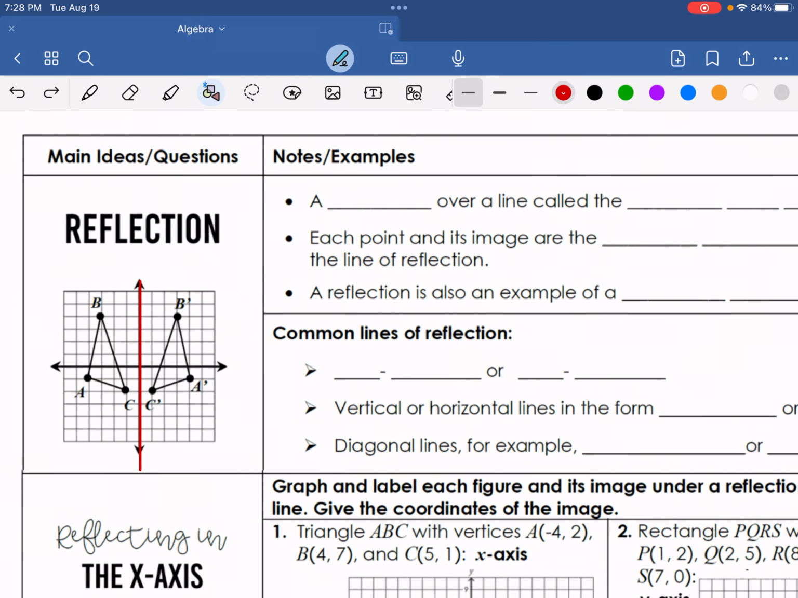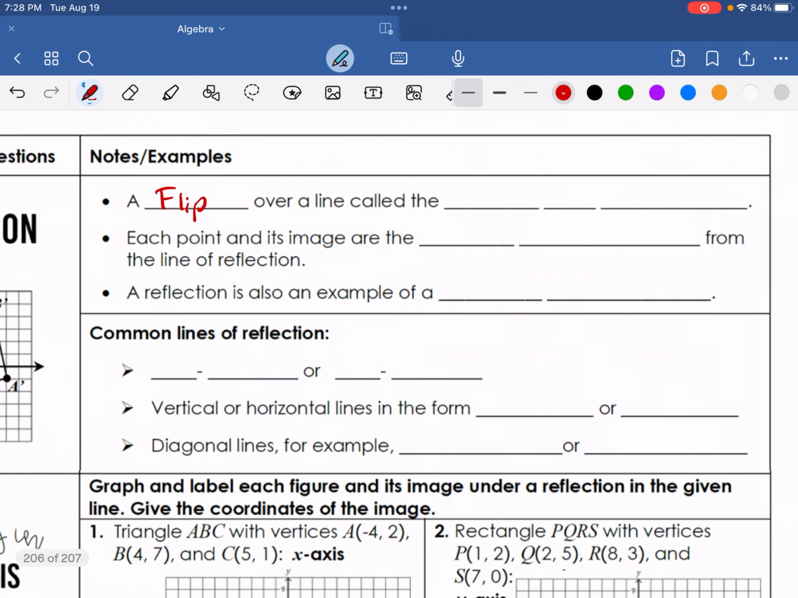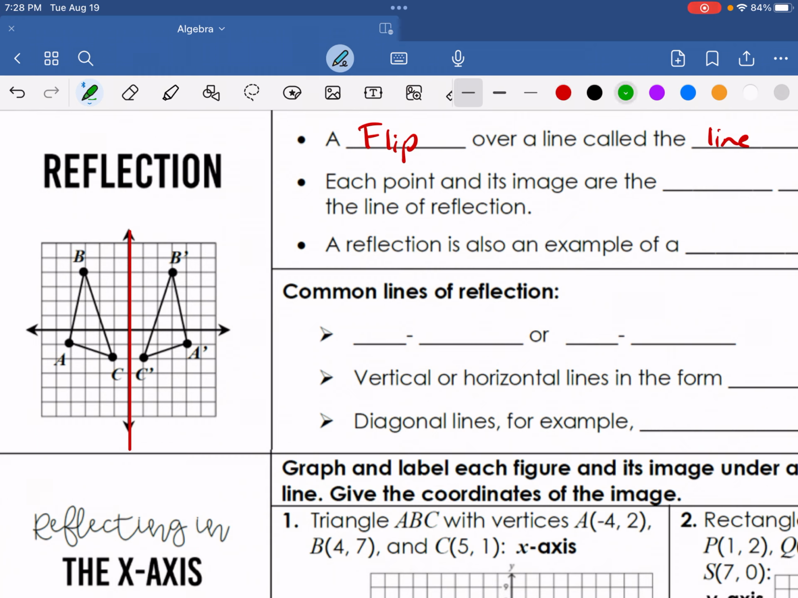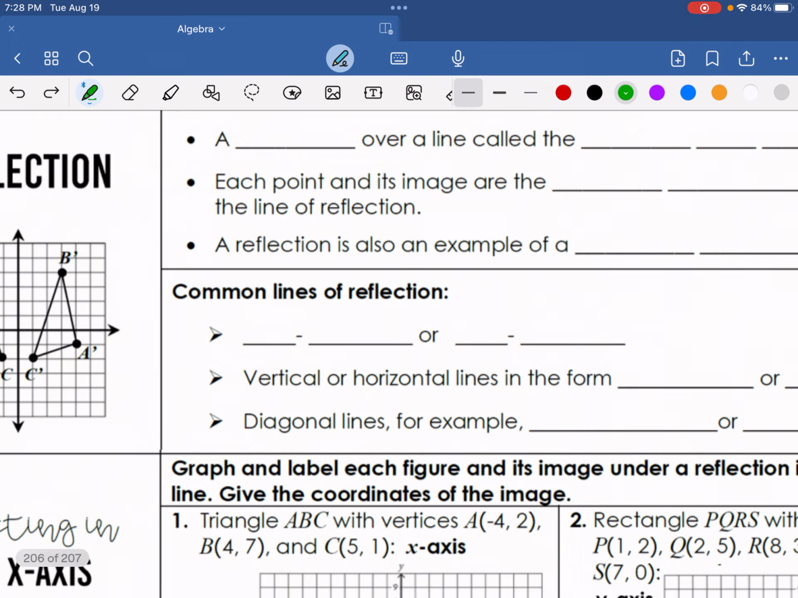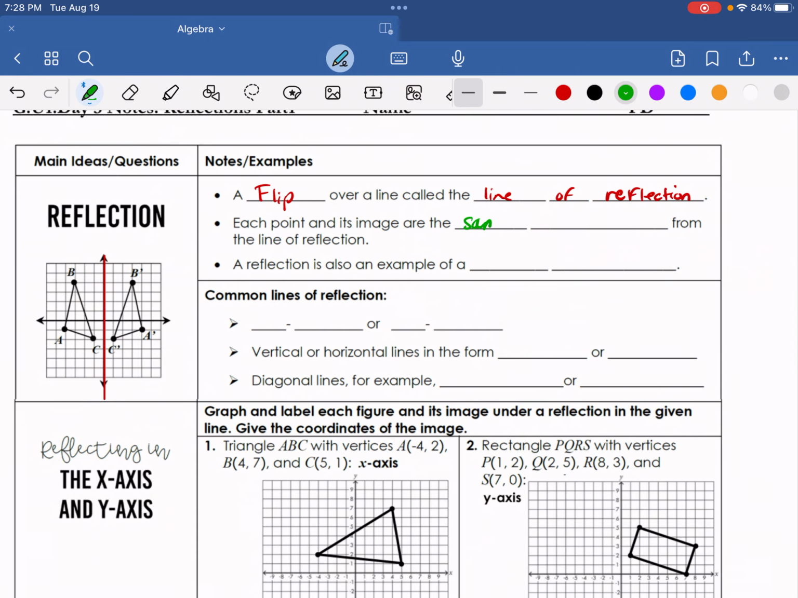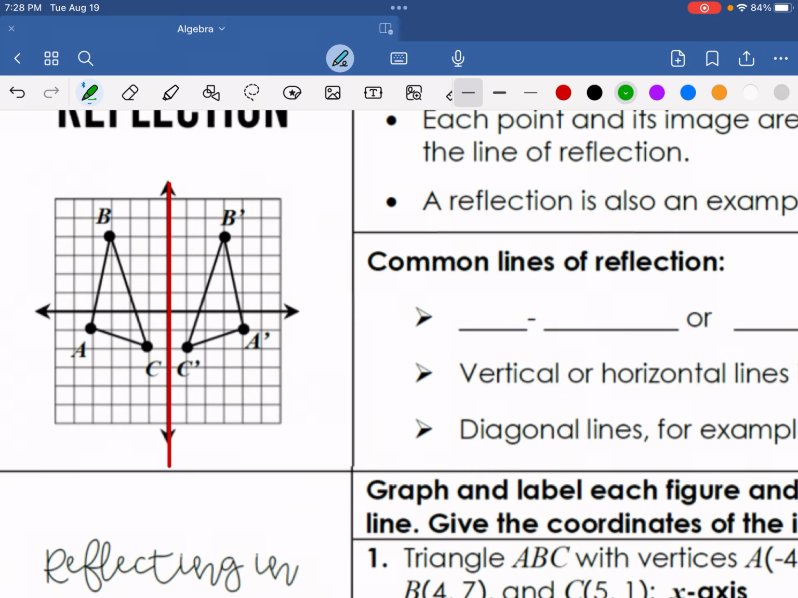So a reflection is when you flip over a line called the line of reflection. Each point and its image. What do they mean by each point? They're talking about ABC and its image, the copy, are the same distance. So that's what we want to write: they are the same distance from the line of reflection.